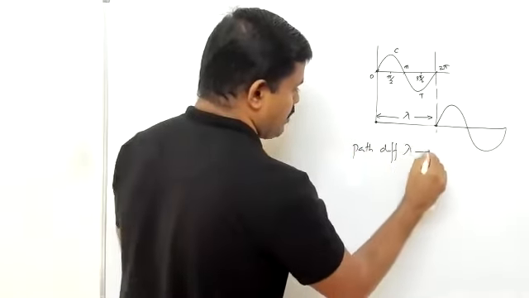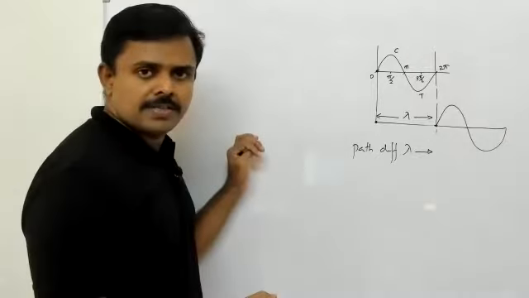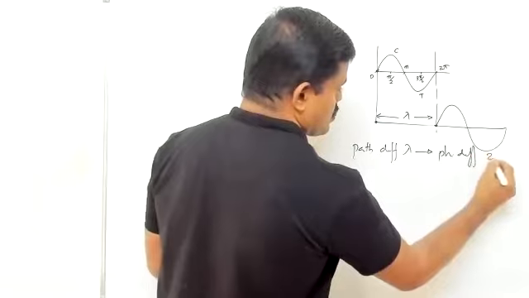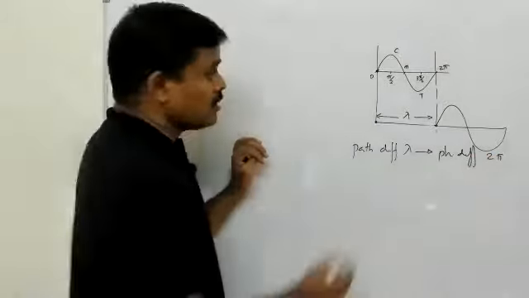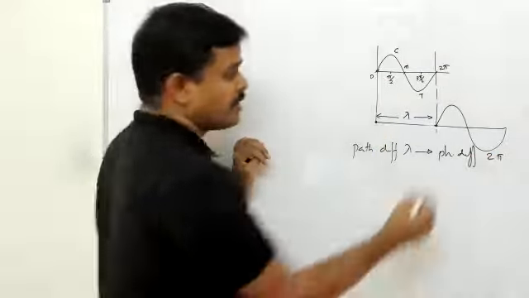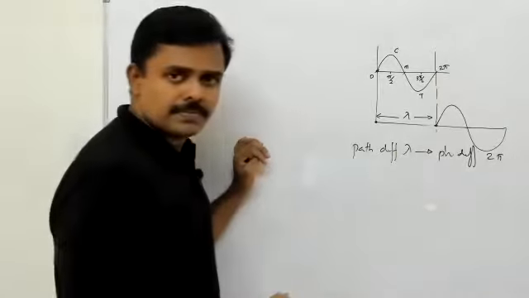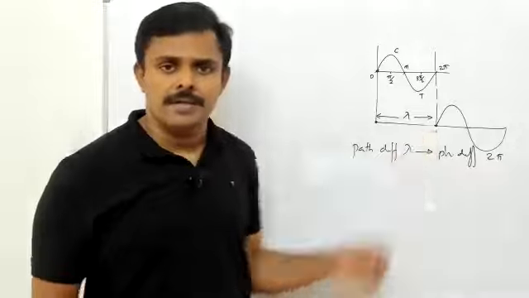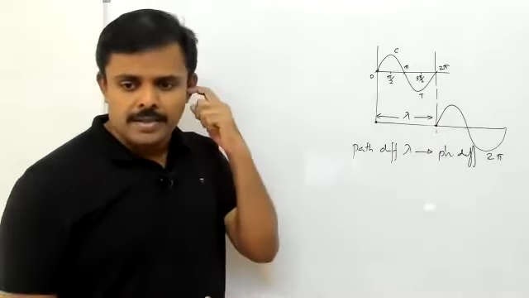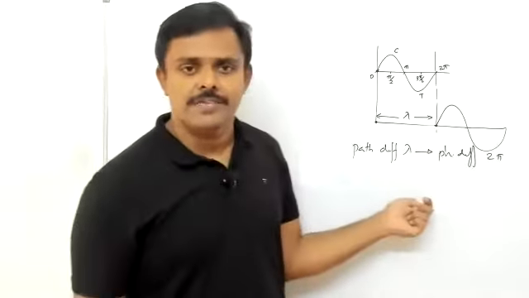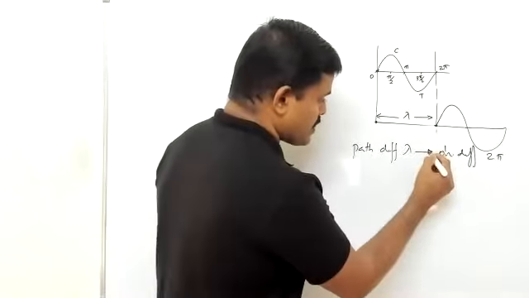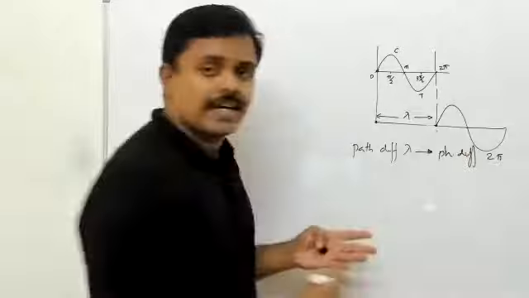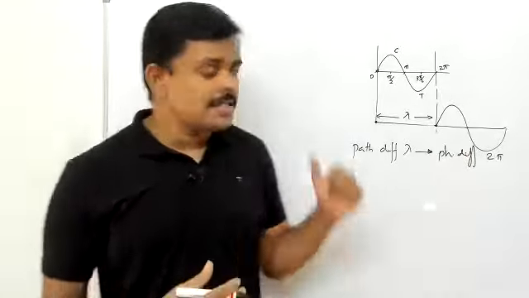Path difference is lambda. The corresponding phase difference is what? Phase difference is 2 pi, I would say. Why? This starts at 0, while this wave starts at 2 pi. The angle difference is 2 pi and the distance difference is lambda. Path difference lambda, corresponding to which you have a phase difference of 2 pi. Actually, you must have learned this in first year classes in waves. But in class 12, the equation is given directly. And this is how you get this.